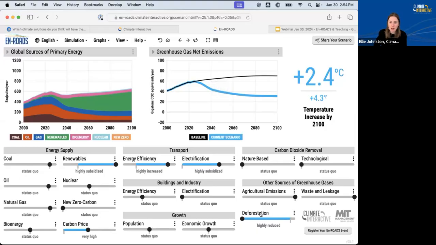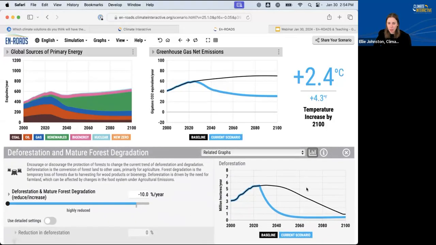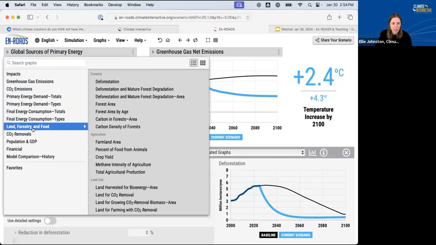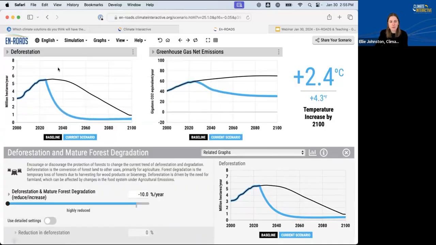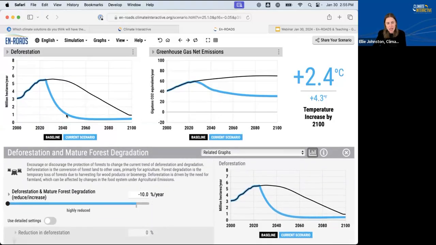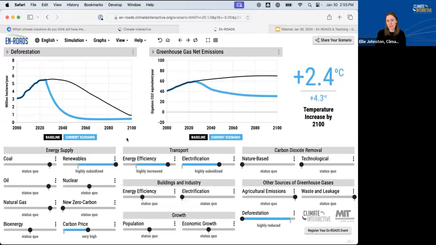Deforestation, let's see. We can click on the title itself and that pops up a miniature graph down here of deforestation. Or I can also go and search for that graph under our land, forestry, and food and look at deforestation. So when I move that slider for deforestation to highly reduce it, such that it's reducing 10% per year, that means by the middle of the century, we have really substantially gotten rid of the global deforestation. What would it take to do that globally? It would take a lot of leadership from those countries where deforestation is happening. So may it be so.